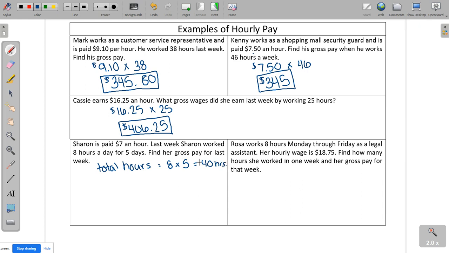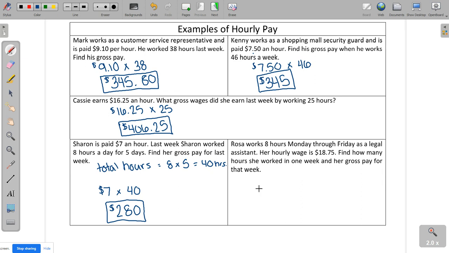Now we can take our hourly rate and multiply it by our total hours to get our gross pay. We're going to take $7, multiply it by 40 hours. And when we do that, we get $280. Go on and try the next one.